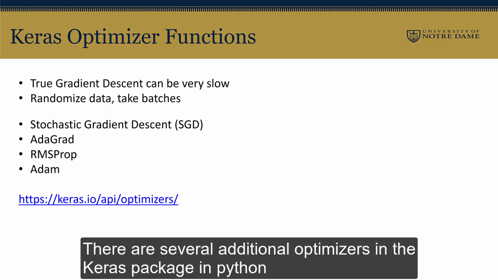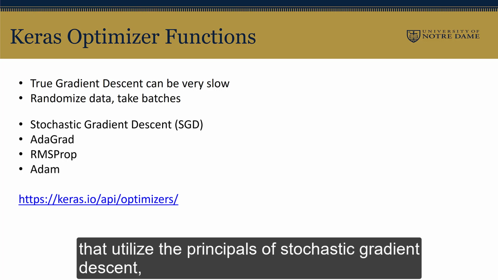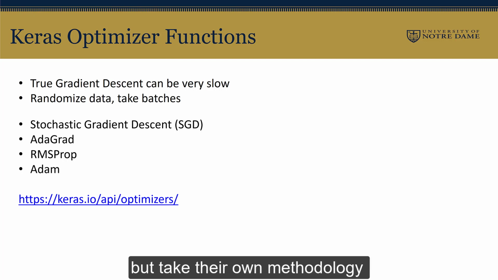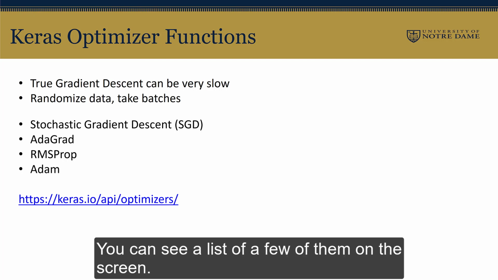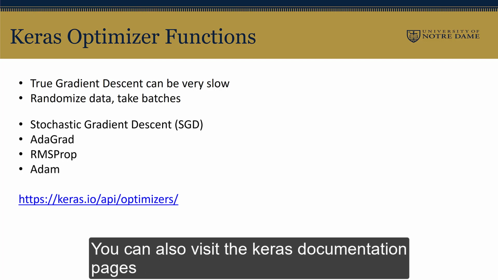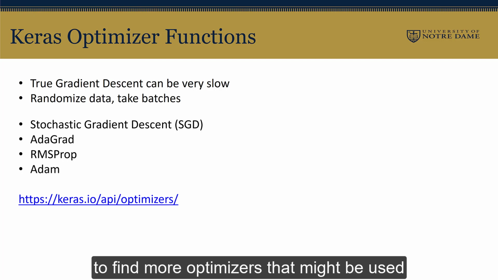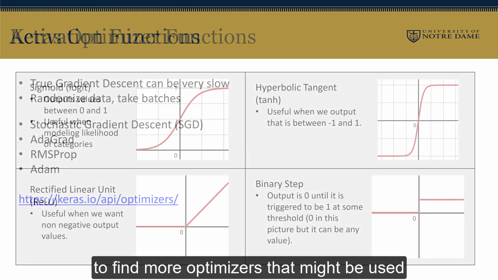There are several additional optimizers in the Keras package in Python that utilize the principles of stochastic gradient descent, but take their own methodology to help at finding the best set of weights and biases for our model. You can see a list of a few of them on the screen. You can also visit the Keras documentation pages to find more optimizers that might be used.